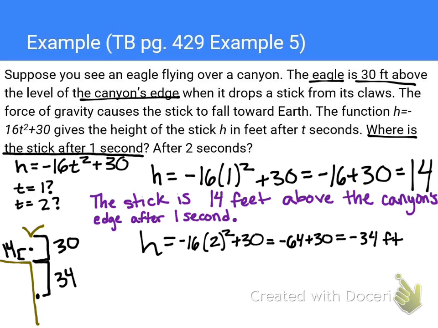And again, we should give our answer in a complete sentence. It'd be just like this one above, but instead of 14, we would say 34 feet. And then instead of above the canyon, we would say below, right? So 34 feet below the canyon's edge at 2 seconds.